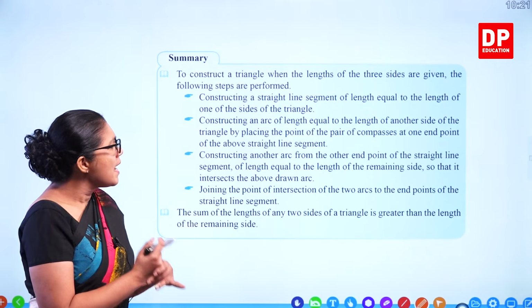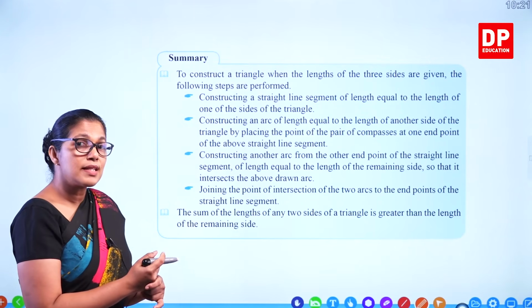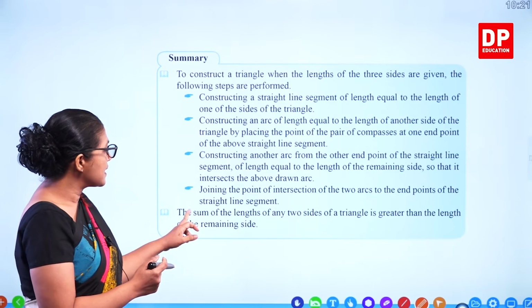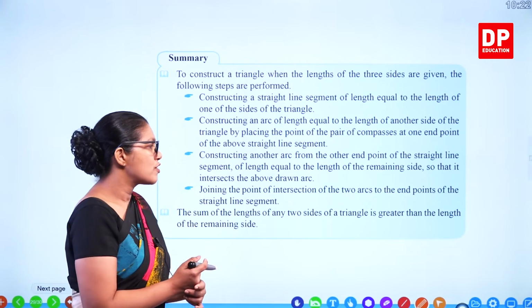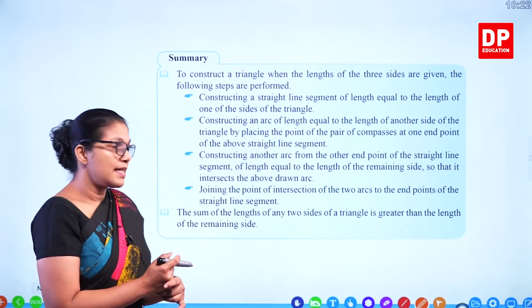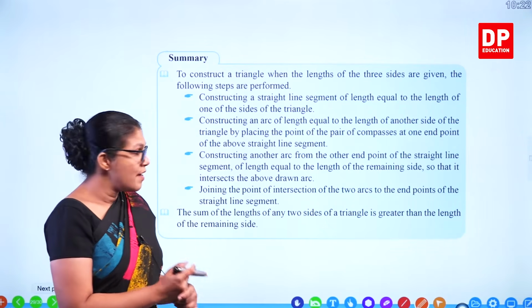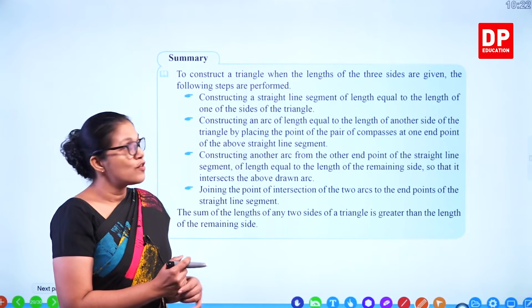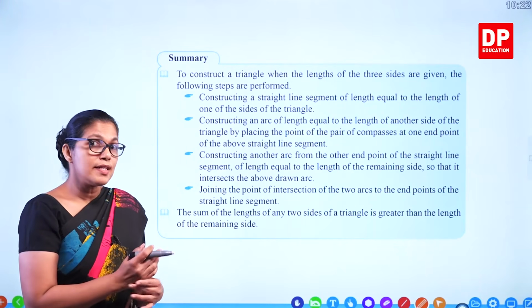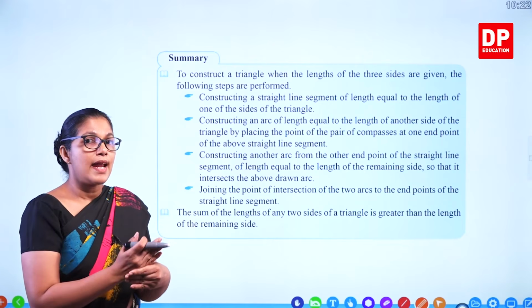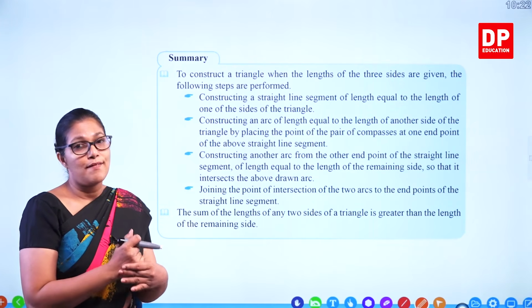So what's the main thing when you are constructing a triangle? The sum of the lengths of any two sides of a triangle is greater than the length of the remaining side. So construction is an important lesson. So we are continuing this lesson in grade 9, 10, 11 as well.